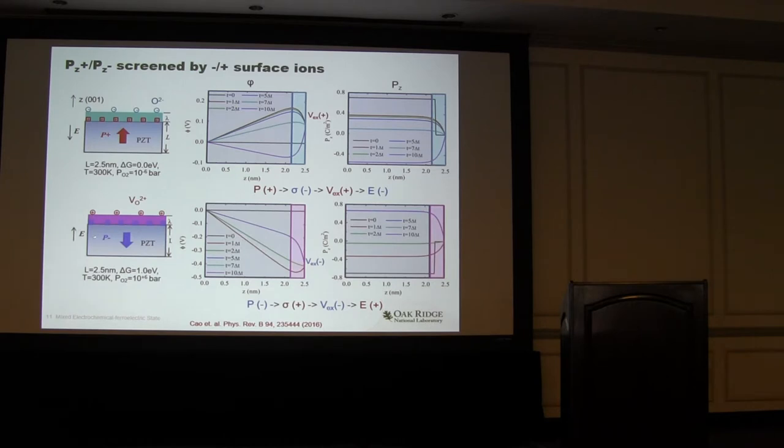Similarly, we consider the other way around, when polarization is pointing downward, creating a negative polarization charge partially compensated by the positive oxygen vacancy surface charge. And this creates a positive electrical field, and at a critical value to switch back, switch the polarization into positive value. So here we show a switchable polarization controlled by controlling the effective chemical environment on top of the film.